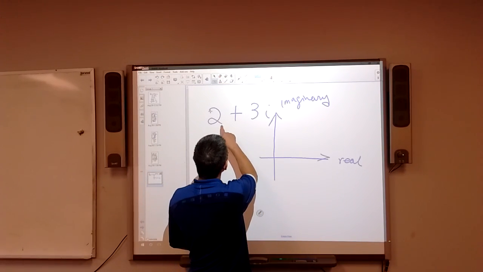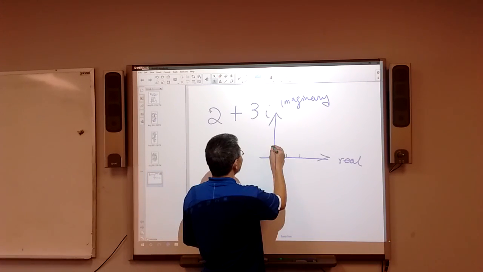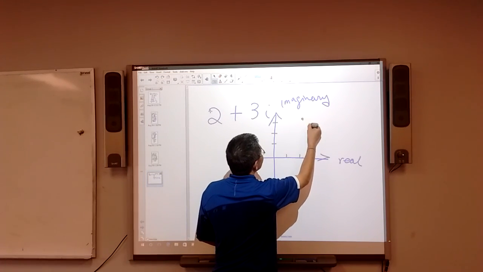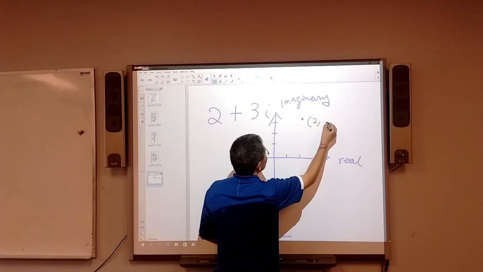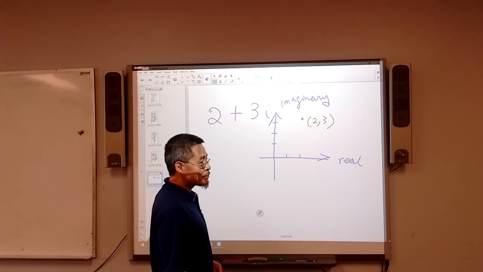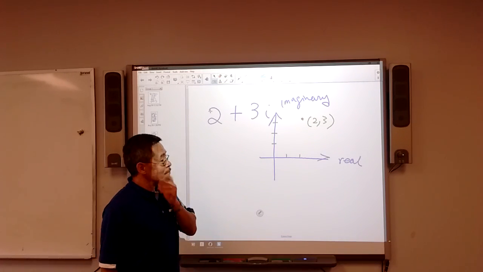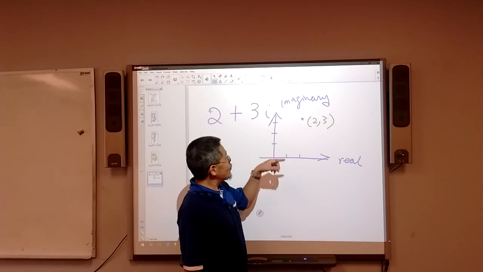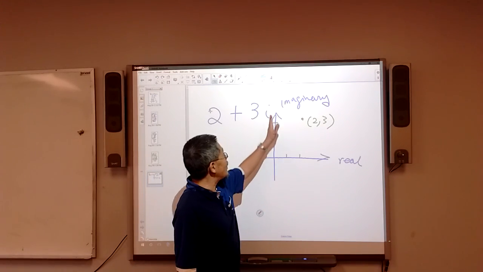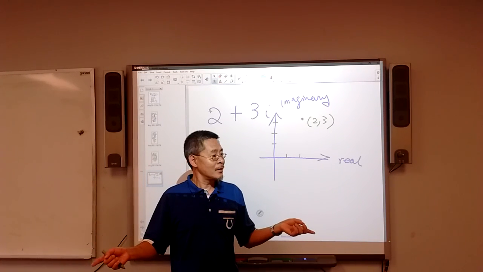Okay, so in order to plot this, what we need to do is 2 here, and 3 here. That's it. 2, 3 represents this point. That's the point, right? But it's not that difficult. So now we can graph complex numbers. We just put real as one axis, imaginary as another. We good so far?